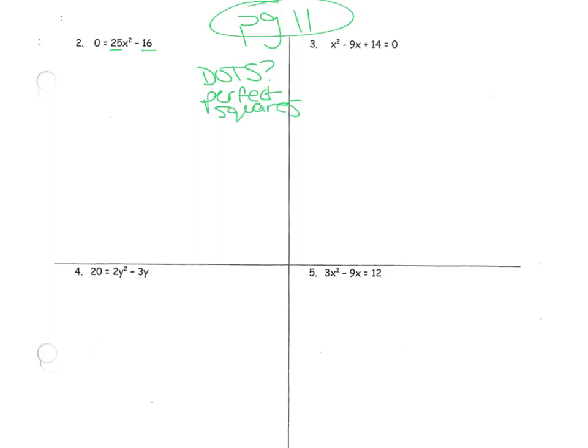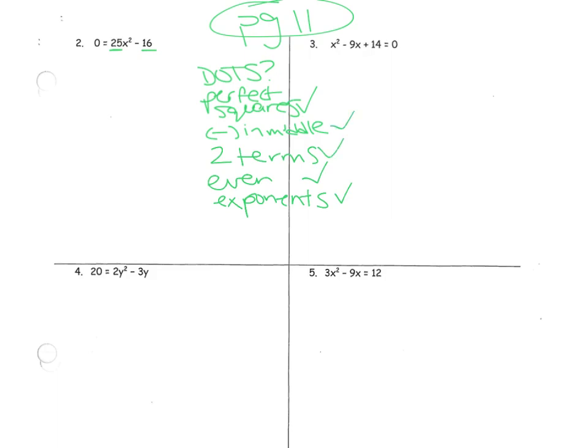Is there subtraction in the middle? Yes. Okay, we have subtraction in the middle. We have two terms and even exponents. So this is dots. We're going to be able to do dots on this. Even exponents, two terms, and subtraction in the middle, perfect squares. Awesome. So let's factor. Double bubble. We know the square root of 25 is 5, we have the square root of x squared is x. And don't forget, with dots, we get a plus and a minus. And then we know the square root of 16 is 4.